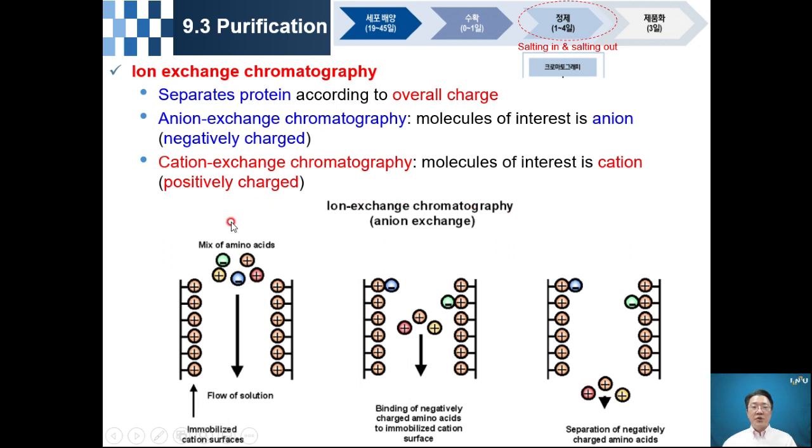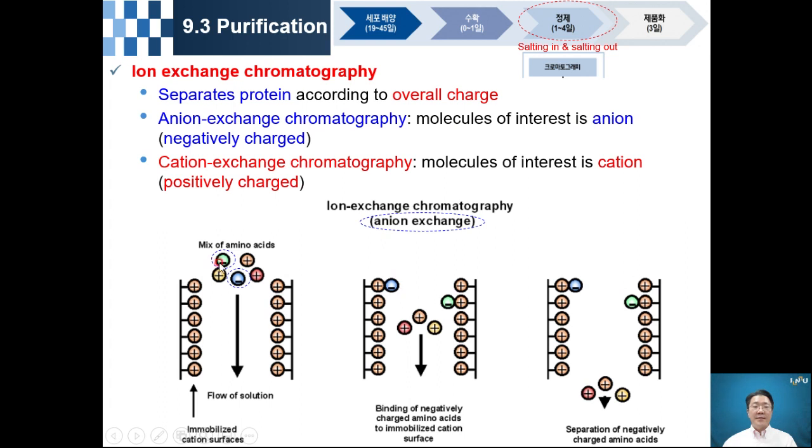This picture shows one example of ion exchange chromatography, especially anion exchange chromatography. Our molecule of interest is the anions, minus charges, so negatively charged. This is a mix of amino acids. The ion exchange column is positively charged. The mix of amino acids gets poured into the column, but our molecule of interest is the anion, negatively charged. That's why we call it anion exchange chromatography.